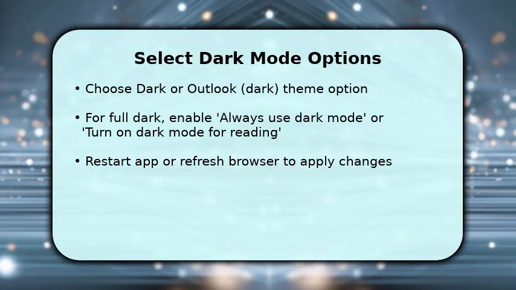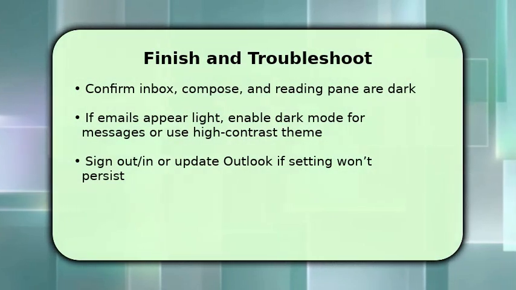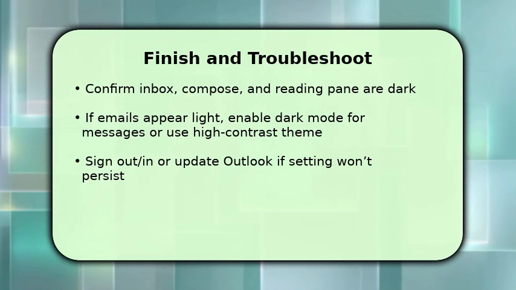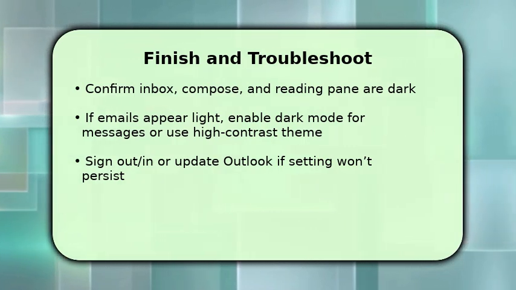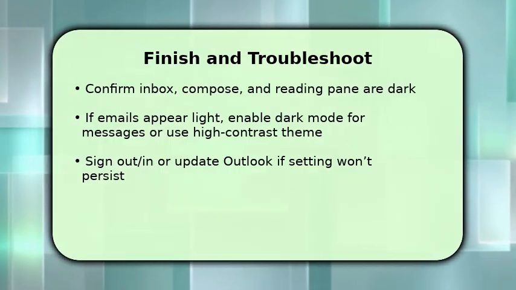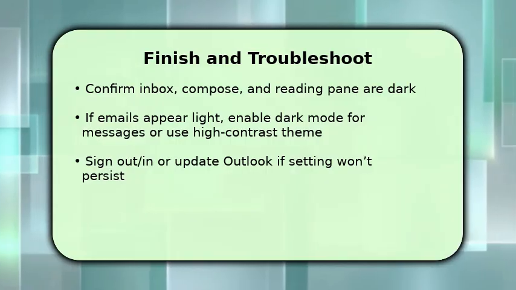Finish by verifying that Inbox, Compose windows, and the reading pane are dark. Open a few messages and create a new email to confirm. If some emails still appear with a white background, enable the specific setting to use dark mode for message content or switch to a high-contrast dark theme.